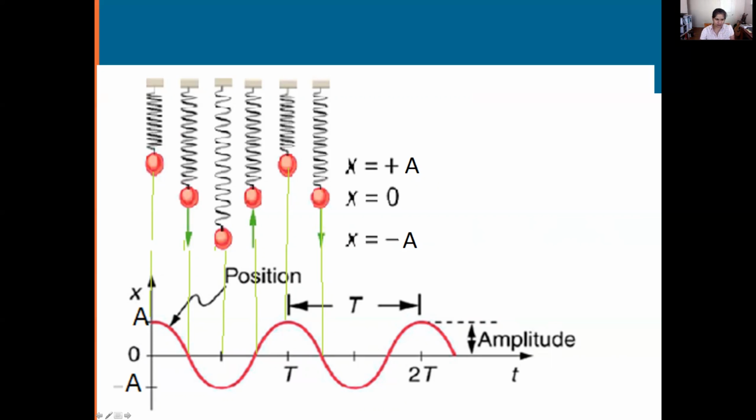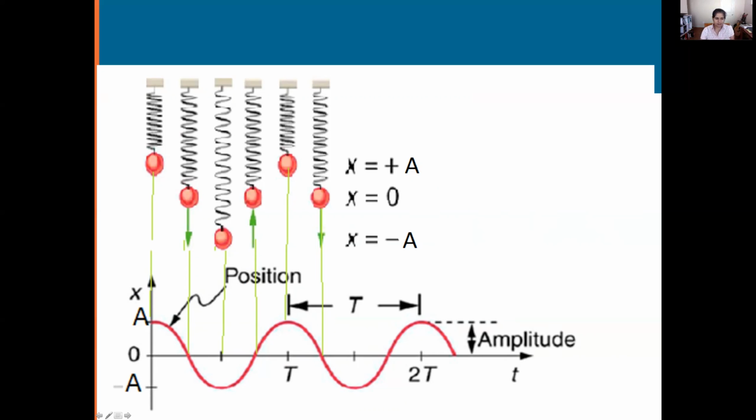The green lines are just showing us the equivalence in time. The position starts here. Next, we're at equilibrium, so we're right here on this line. Next, we're at negative a, so we're right down here. You can join these points together, and you begin to see that you're getting this pattern. So this maximum displacement, whether it's in the positive or negative direction, is called amplitude. You will have equal amplitude in both directions about the equilibrium position.